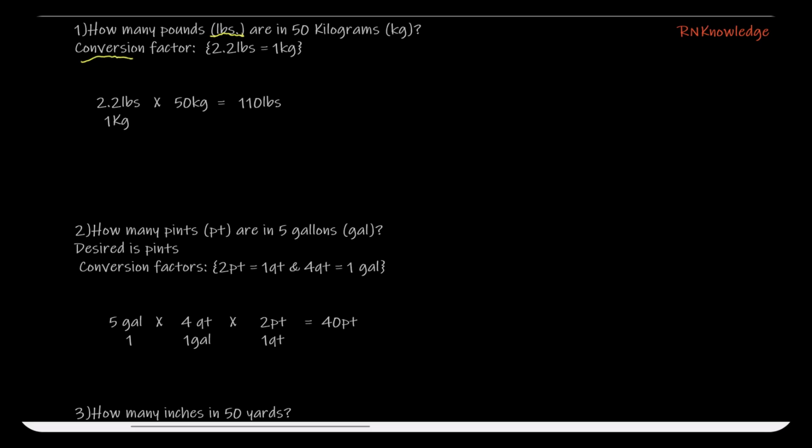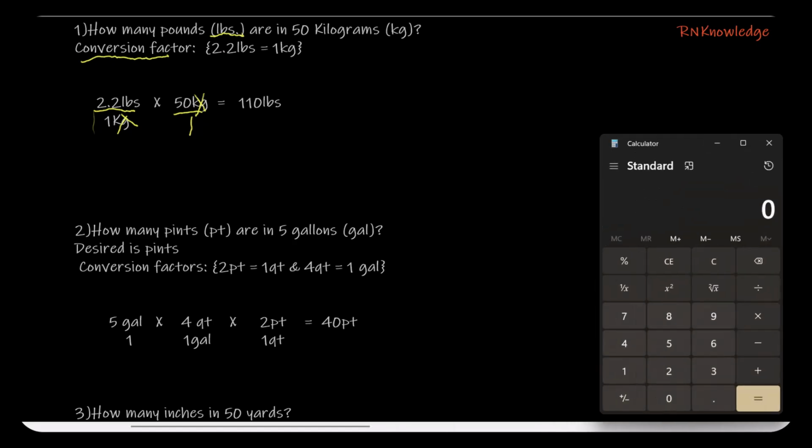Problem number 1. How many pounds are in 50 kilograms? The desired factor is pounds. I've listed the conversion factor, and I've set up the problem: 2.2 pounds over 1 kilogram times 50 kilograms over 1. Multiply across: 2.2 times 50 equals 110 pounds.